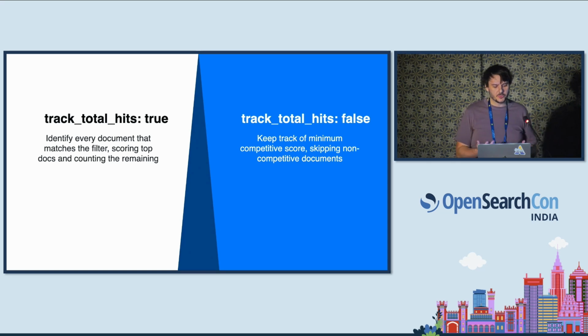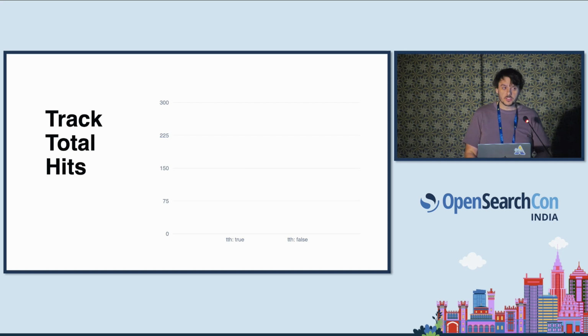When it's set to true, it has to track all the documents and find all the ones that are matching your query so that it can count them. When you set it to false, it's able to do some optimizations where it's maintaining what the minimum competitive score was and is able to skip over non-competitive documents, essentially skipping large portions of your index as you go. So we were expecting some major improvements from this.